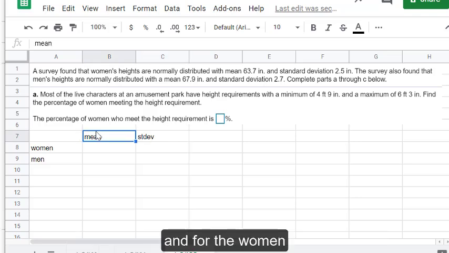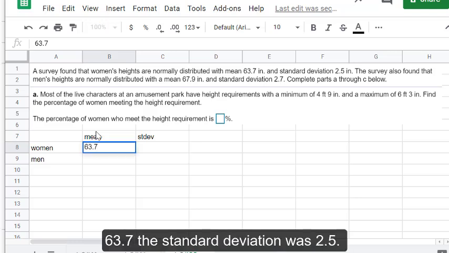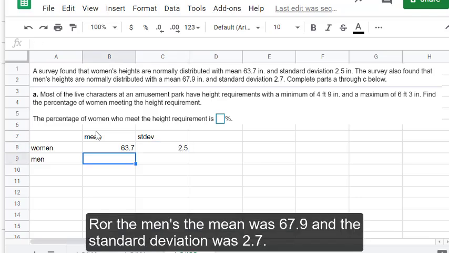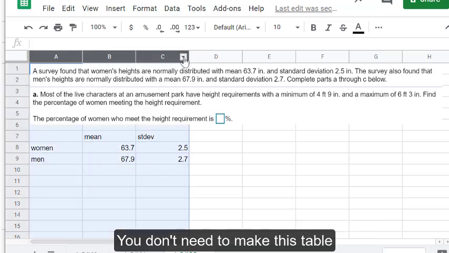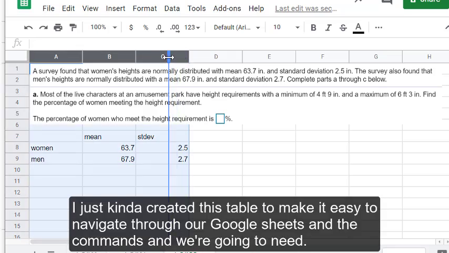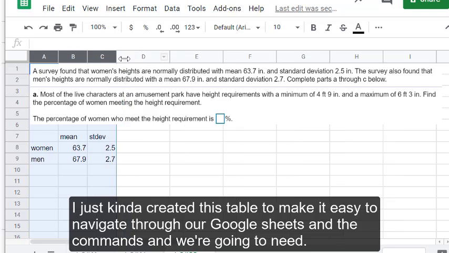And for the women, the mean was 63.7. The standard deviation was 2.5. For the men's, the mean was 67.9 and the standard deviation was 2.7. You don't need to make this table. I just kind of created this table to make it easy to navigate through our Google Sheets and the commands that we're going to need.